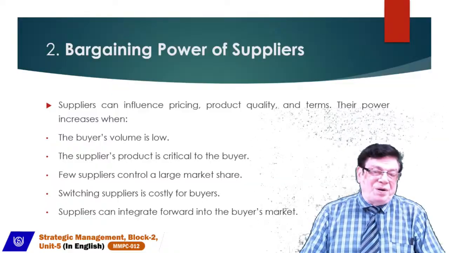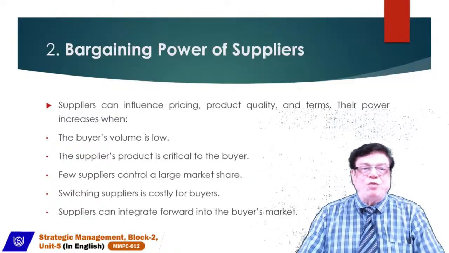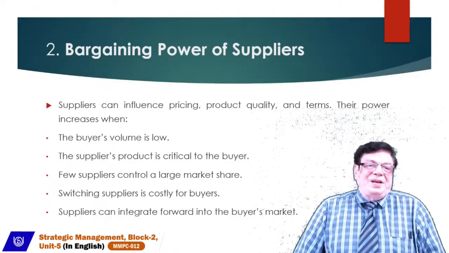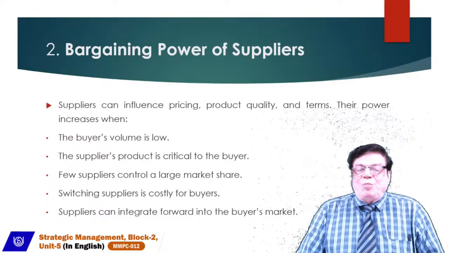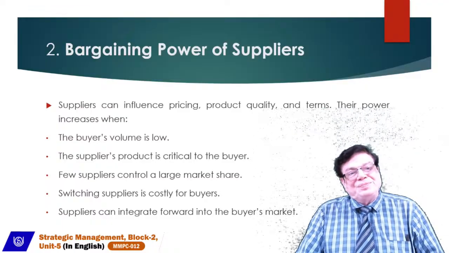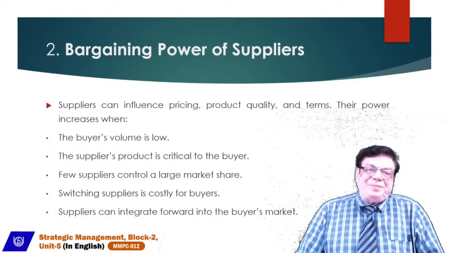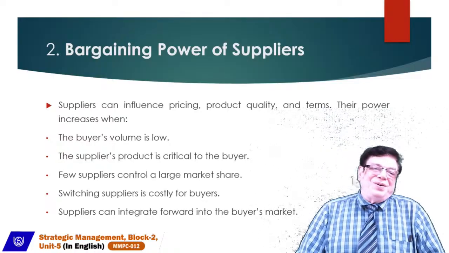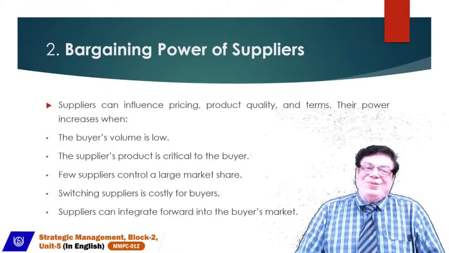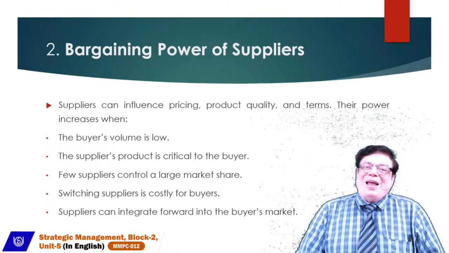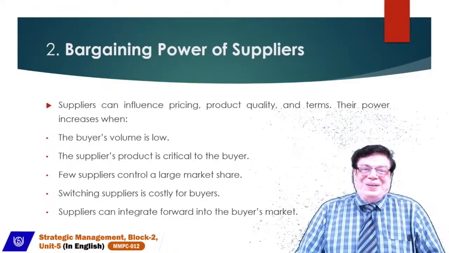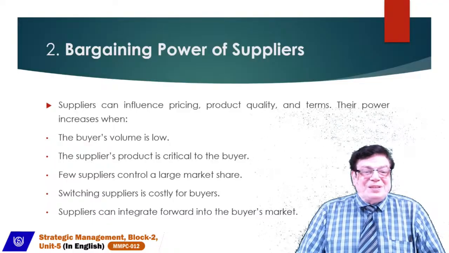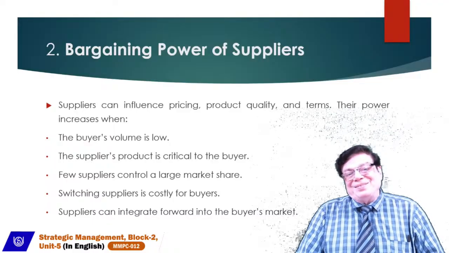Now, bargaining power of suppliers, we come to the second force. Suppliers can influence pricing, product quality, and terms. Their power increases when the buyer's volume is low. If your requirement is of low quantity, then the supplier will use his bargaining power. Then next is that the supplier's product is critical to the buyer.